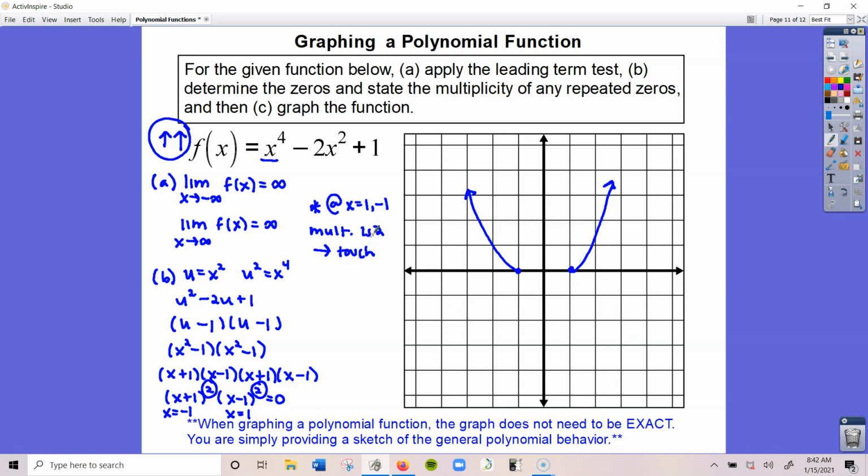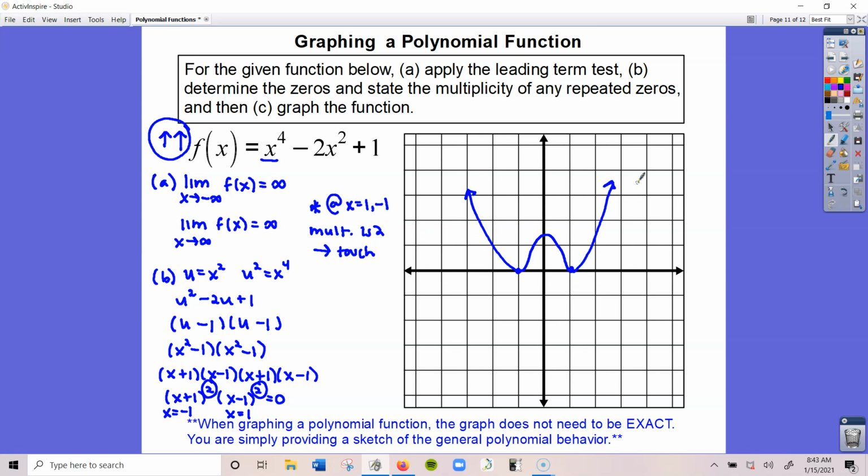Now the multiplicity is 2 for x is equal to -1, so it's only going to touch the x-axis and then it'll come back up. And now we're going to connect it with the other x-intercept. And notice that when I do that, it touches the x-axis, and then because of my end behavior, it goes back up. So that matches up. So this is my graph.